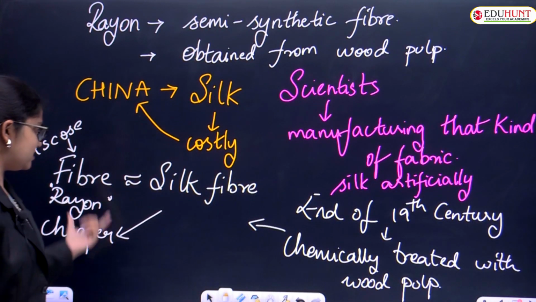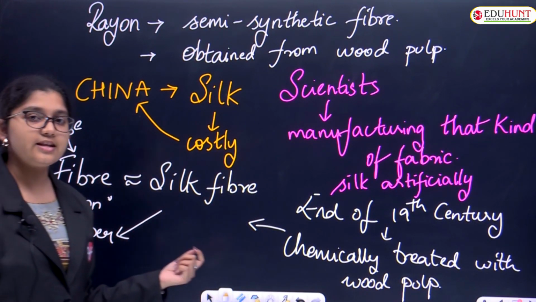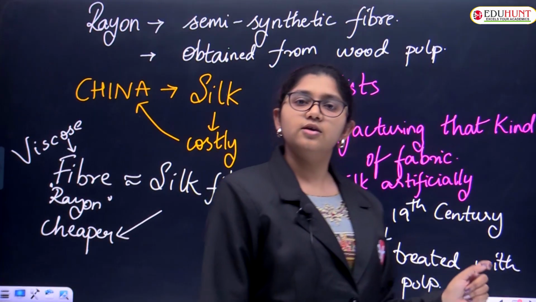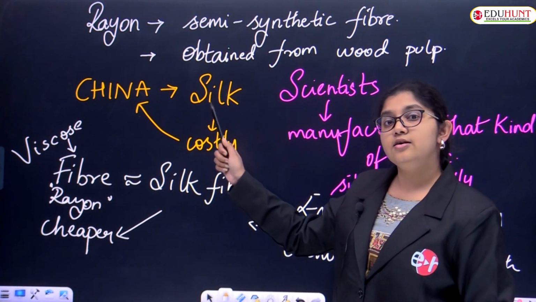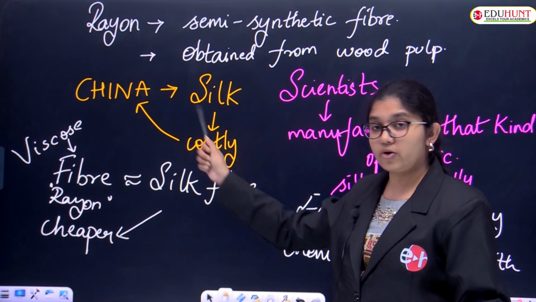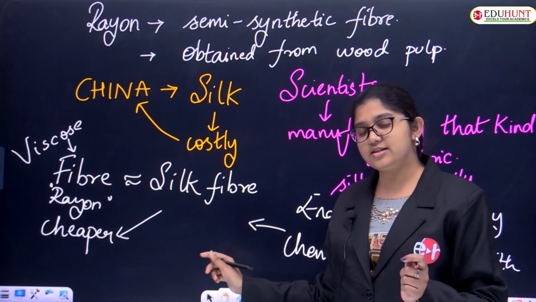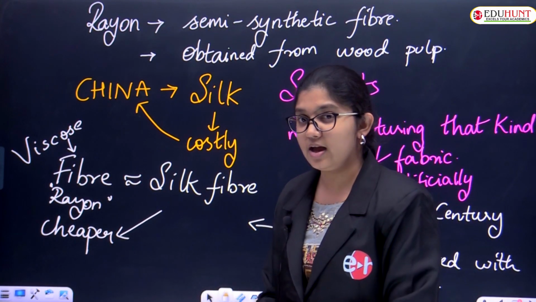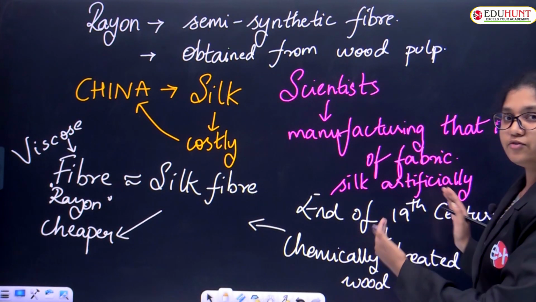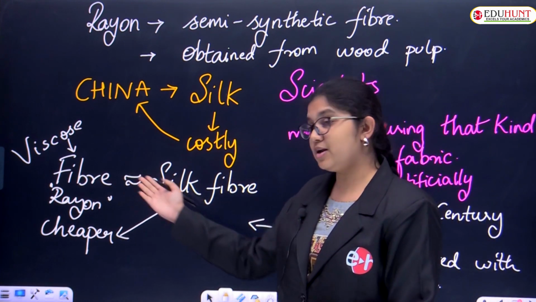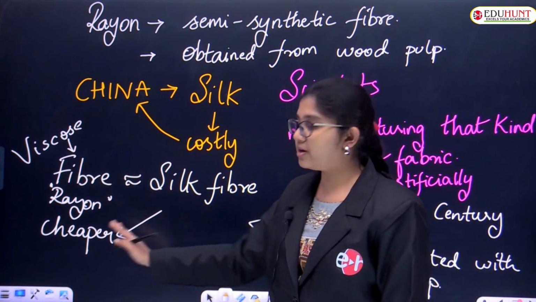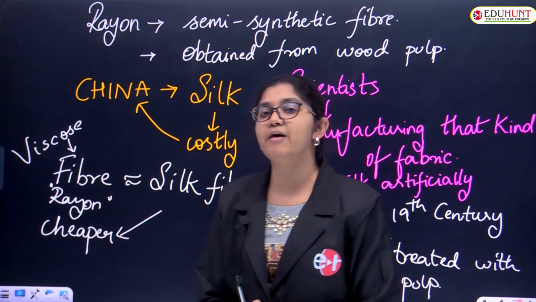Firstly, we'll see why this particular silk has so much demand because of its nature, texture, and also its demand and cost, and its beautiful appearance. Okay. But now what happened? We got another fiber which is very similar to silk and cheaper than silk. So everyone started buying that fiber.